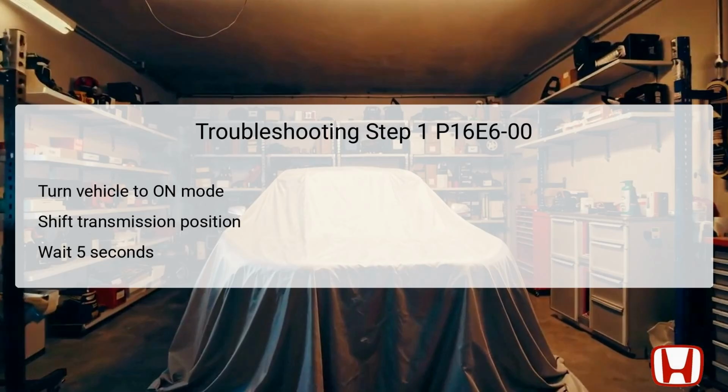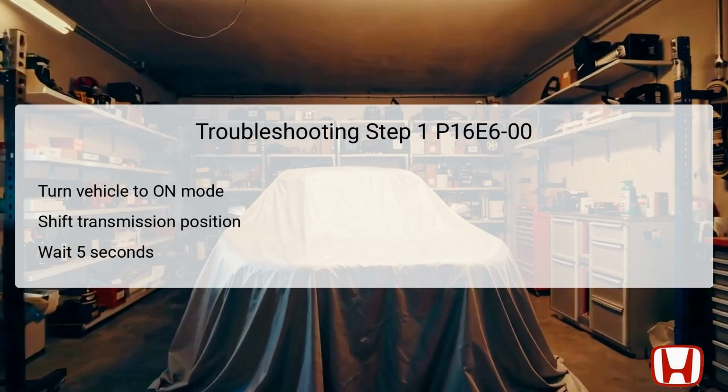This process helps the technician understand whether the transmission range switch is sending the correct signals to the PCM under various conditions. If the PCM detects any discrepancies during this test, it will trigger the error code, confirming the need for further inspection.